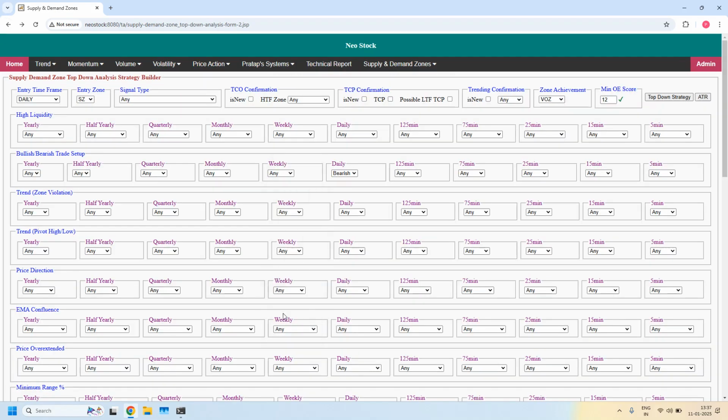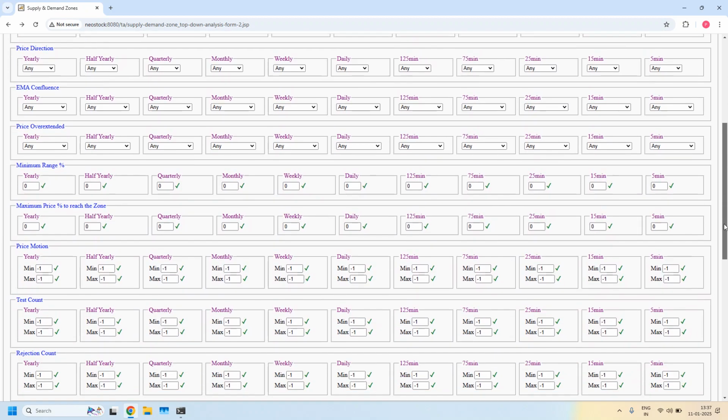Without EMA, we got 2 stocks. That means the LTF zone is part of the ITF zone. Now let us verify whether any of those two stocks have even HTF confluence, that is, monthly supply zone confluence.